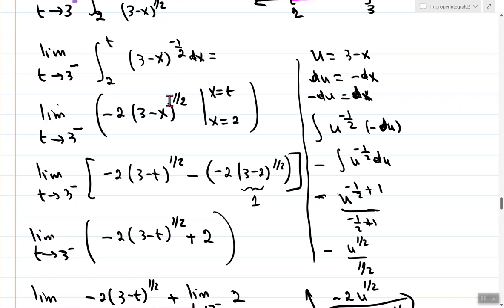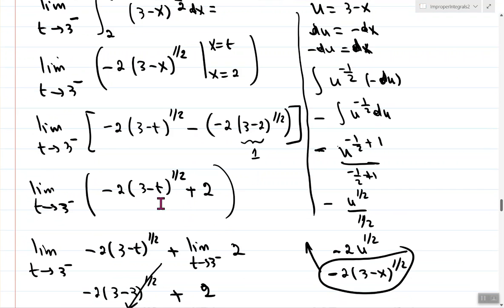So this integral, its answer is there, but I'm going to evaluate this answer at x equals 2 and at x equals t. So first I plug in a t for x. I get 3 minus t over here, quantity 3 minus t raised to 1/2, and then times negative 2, minus. Then I plug in a 2 for x. You get 3 minus 2, which is 1 raised to 1/2, which is 1, times negative 2 is negative 2. Negative 2 and then minus makes it a positive 2. So I have these two terms.